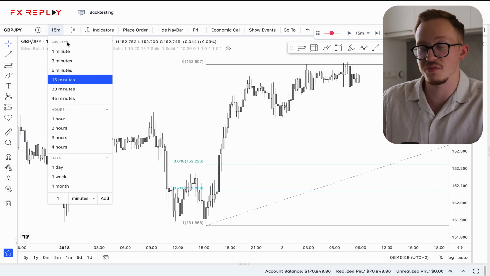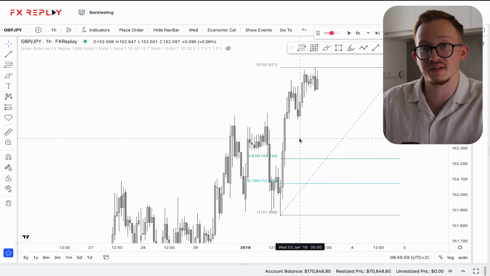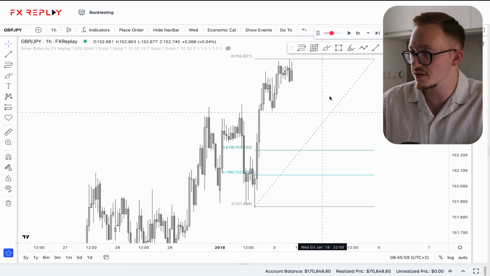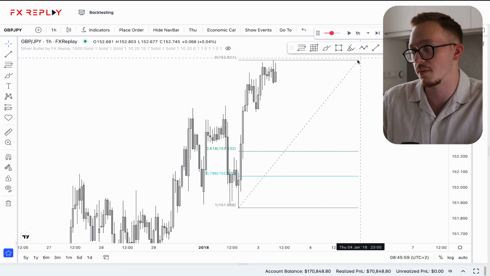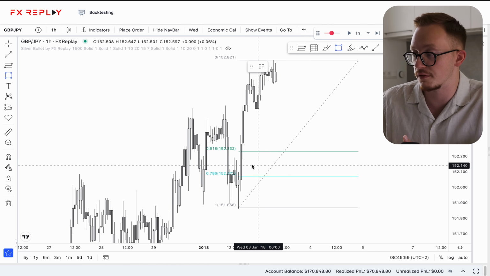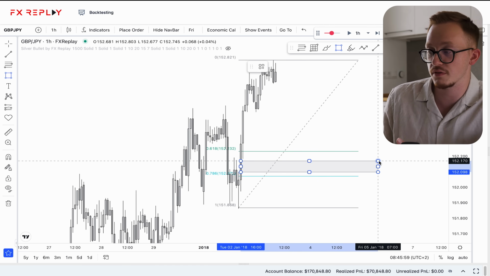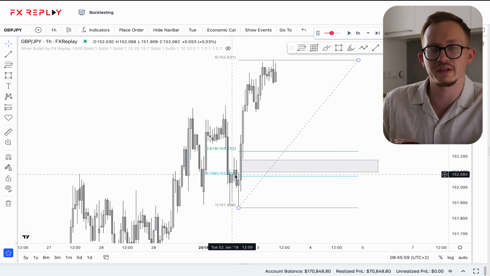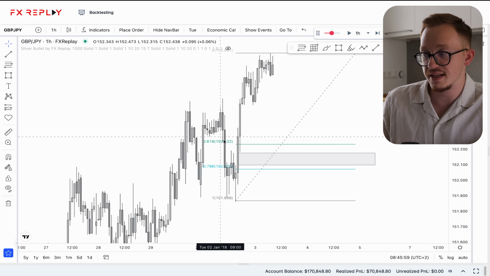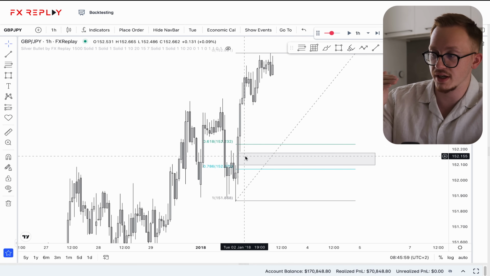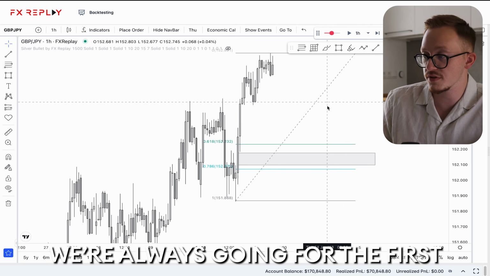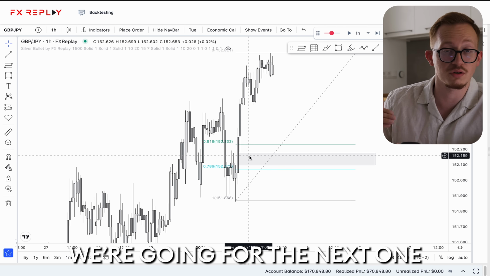Okay, so as you can see right now, this is the current impulse leg without basically any significant pullback. So we want price to come back inside of this range right here. We also want it to be overlapping with a fair value gap or an order block. This fair value gap right here is also an order block, so this will be the perfect place for us to buy. Let's say this place fails, and this is always the checklist that I have. We're always going for the first point of interest that we see. If that one fails, we're going for the next one, right?